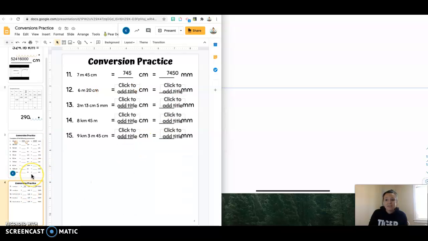On the last page here, I want you to try your very best. You are going to try to find like units and then combine them. So if you look at number 11, you will see that there's 7 meters and 45 centimeters. The first thing I did is I converted my 7 meters to centimeters to get 700 centimeters, and then I added that with my centimeters to get 745 centimeters total, and then I converted it to millimeters.